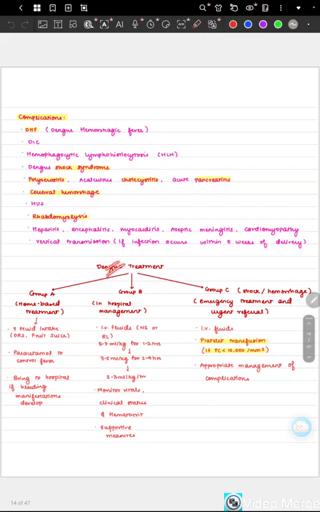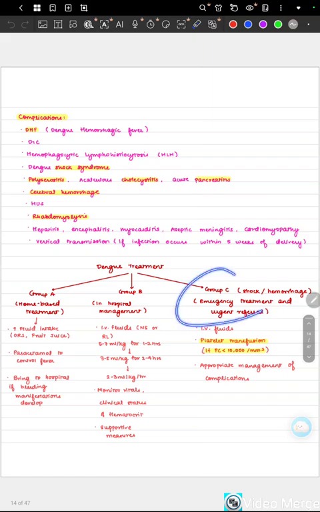Now talking about dengue treatment, it is divided into category A, B, C. Category A is home-based treatment, wherein we ask the patient to increase the fluid intake: ORS, fruit juice, and paracetamol is given to control the fever, and bring the patient to the hospital if bleeding manifestations are seen. Category B is given in case of hospital management. In hospital management, IV fluids are given at 5 to 7 ml per kg for the first hour. For the next 2 hours, 3 to 5 ml per kg are given, and then 2 to 3 ml per kg per hour for the next period, and monitor the vitals of the patient.